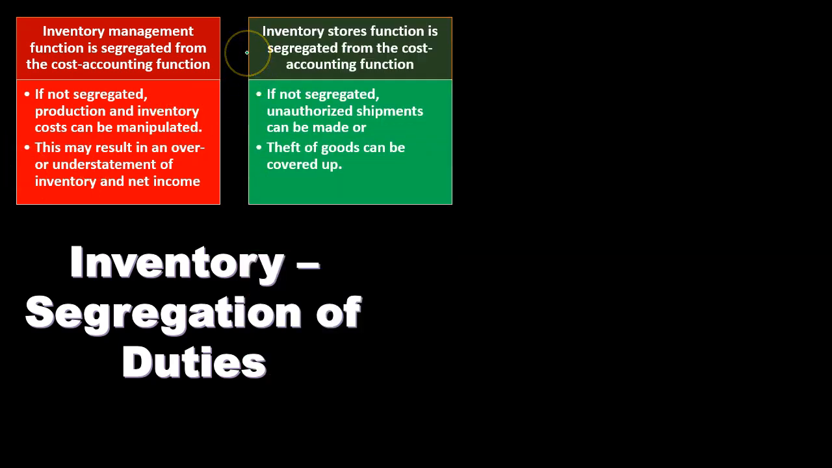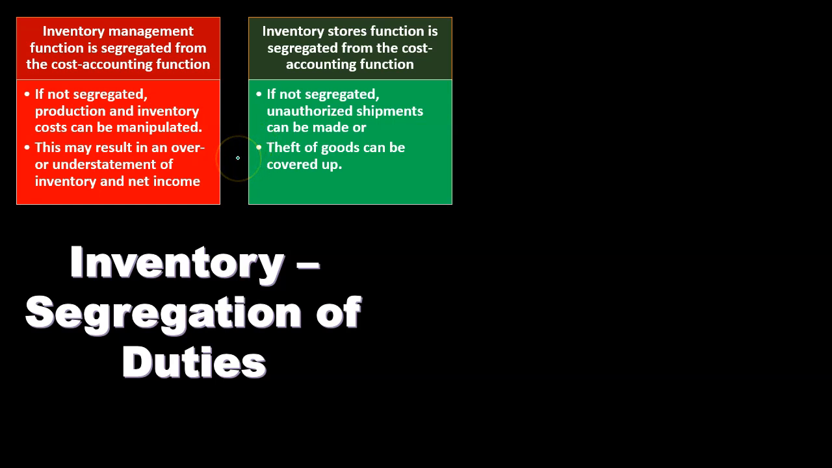Then we have the next segregation. The inventory stores function is segregated from the cost accounting function. If they weren't segregated, unauthorized shipments can be made. So that wouldn't be good. We can have unauthorized shipments if one person is involved with those two items, and the theft of goods can be covered up.